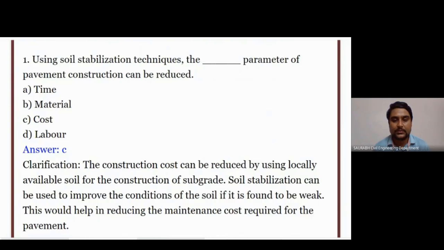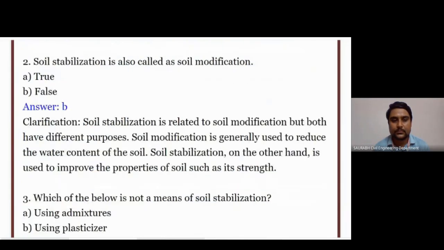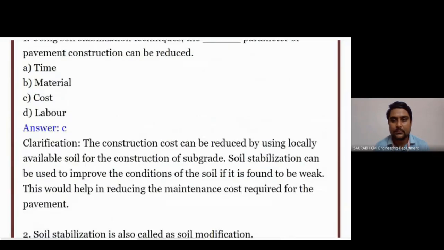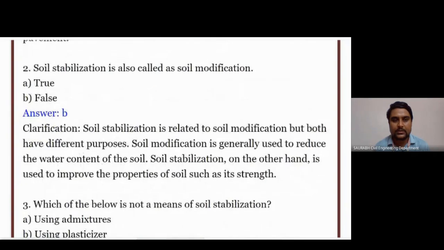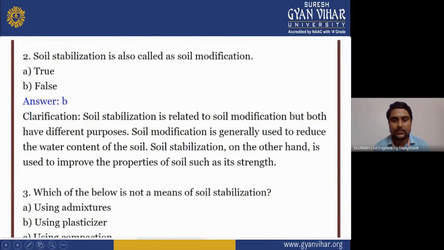So let's come to the next question. As you can see, this is question number two. Soil stabilization is also called soil modification. Is this true or false? Here is the clarification: it will be false. Soil stabilization is related to soil modification, but both have different purposes. Soil modification is generally used to reduce the water content of the soil. Soil stabilization, on the other hand, is used to improve the properties of soil, such as its strength.